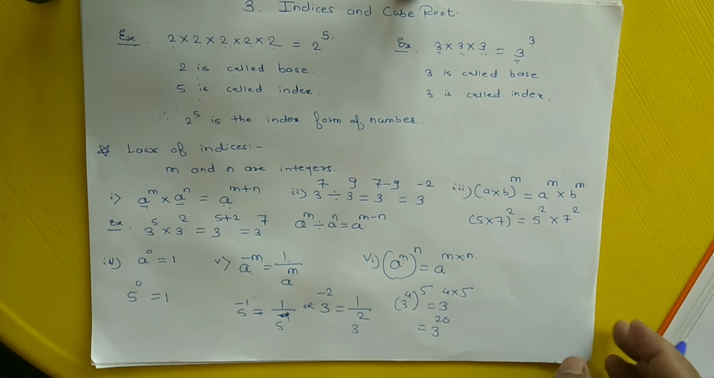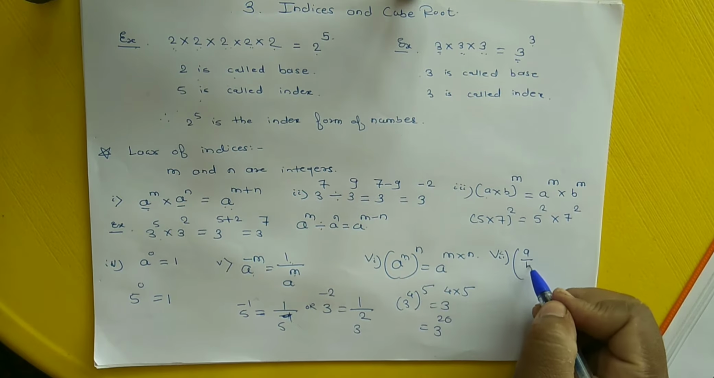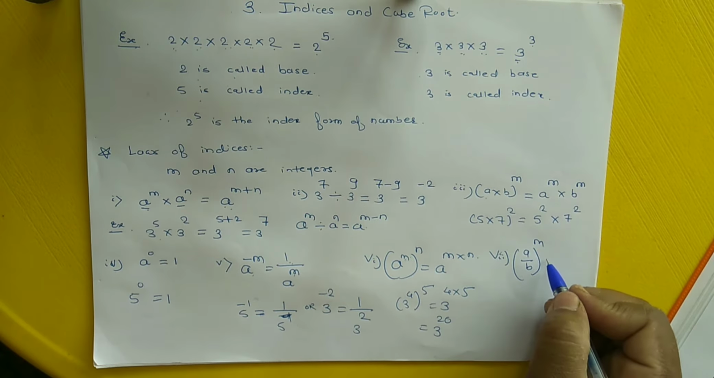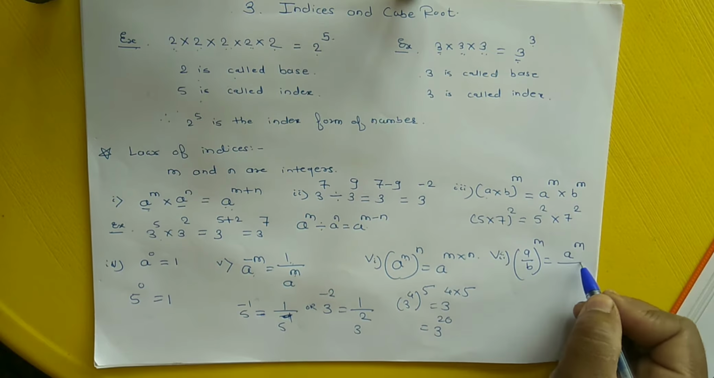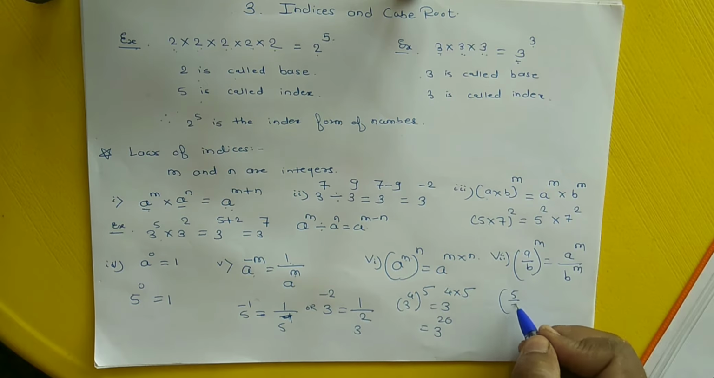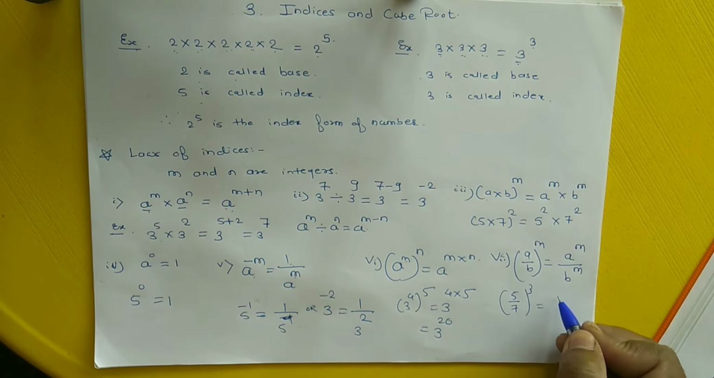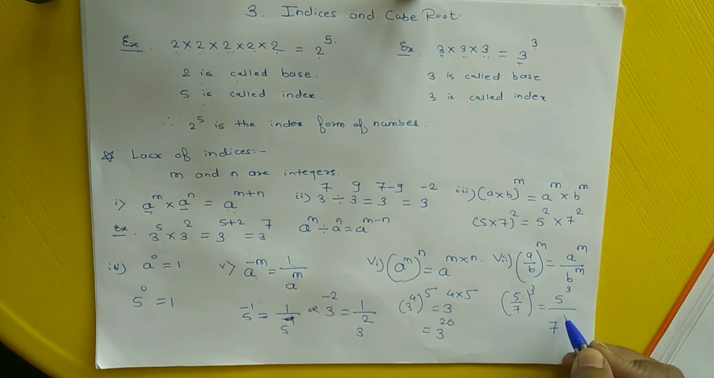The next one, the seventh one, is a upon b, the whole to the power m. We can write it separately as a to the power m upon b to the power m. Suppose I consider the example 5 upon 3, the whole to the power 7. We can write it as 5 to the power 7 upon 3 to the power 7.